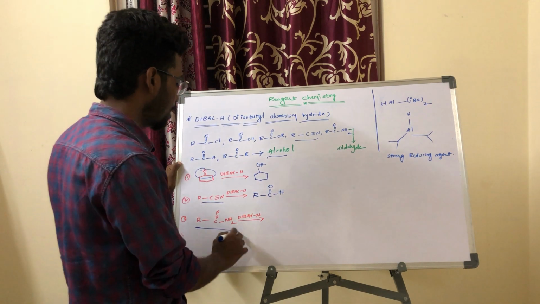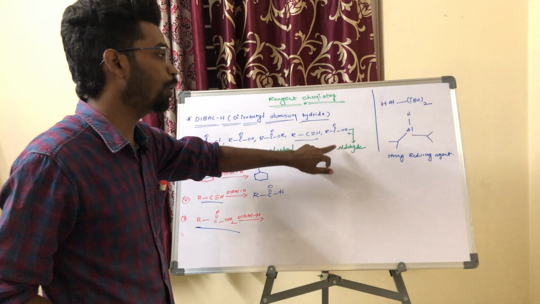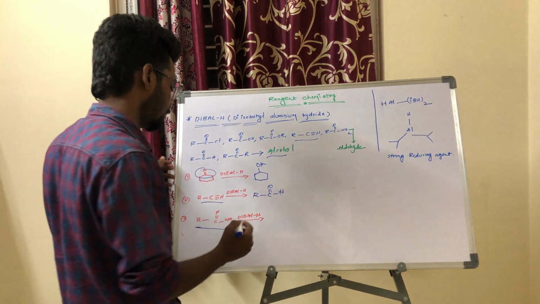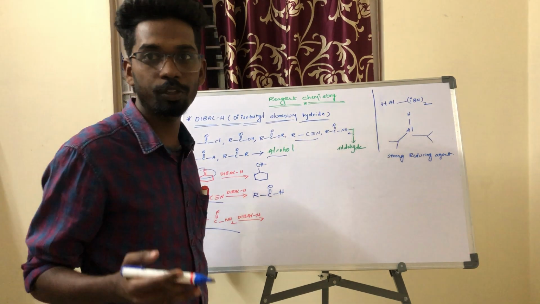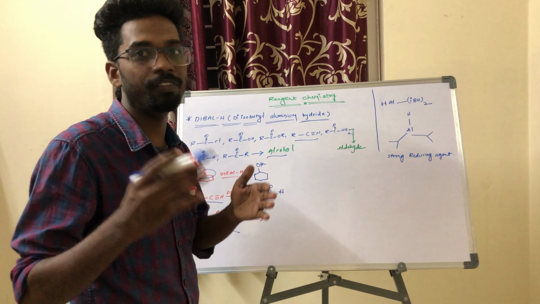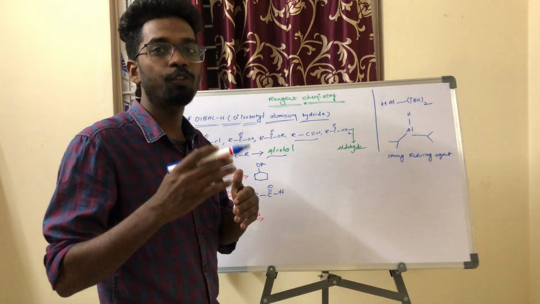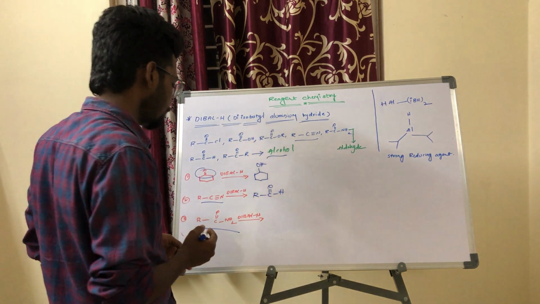And if you see, these are the amides. What are the amides converted into? I have written here, amides are converted into aldehydes. That's it. So DIBAL-H is going to reduce. I think all of you know what is oxidation and what is reduction. If you are adding oxygen, then we call it oxidation. If you are adding hydrogen, then we call it reduction.